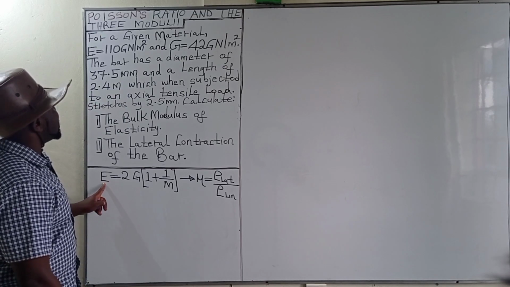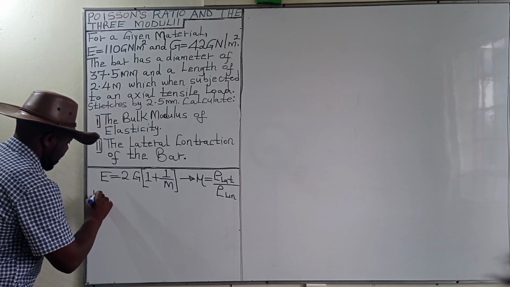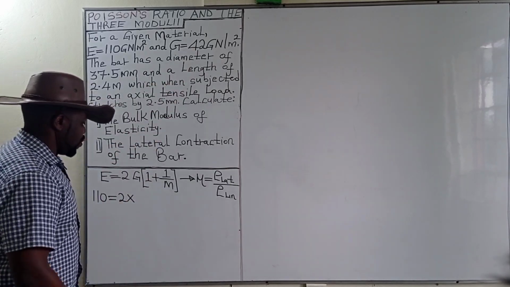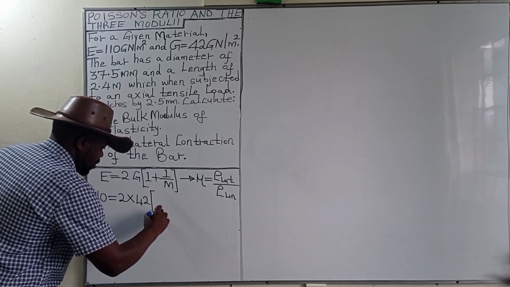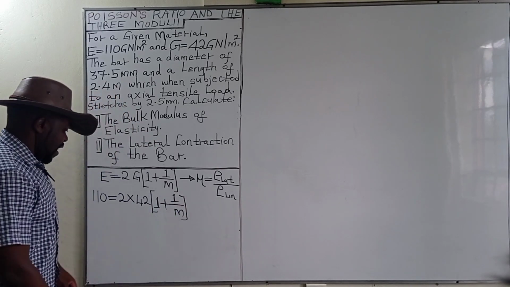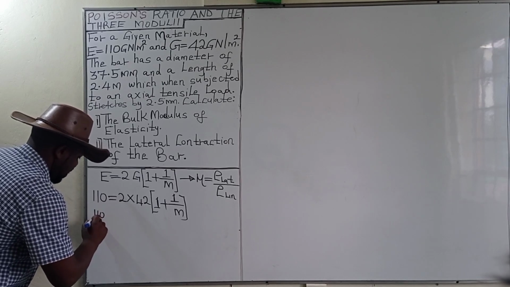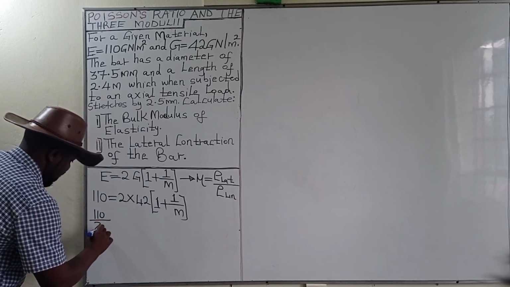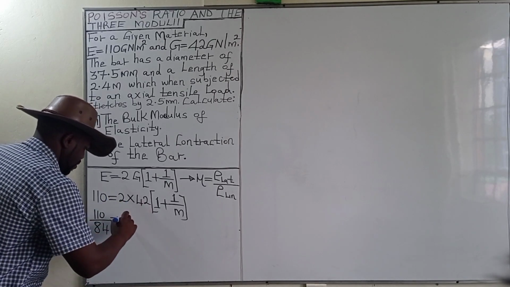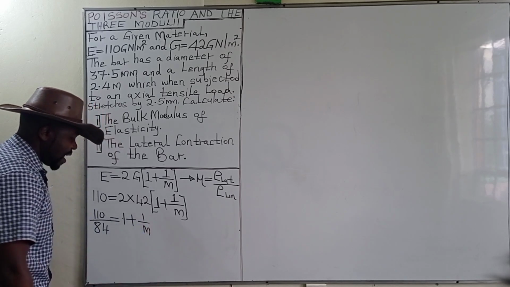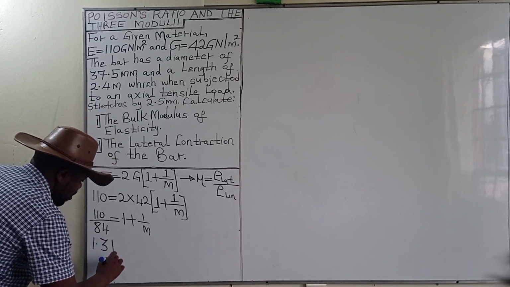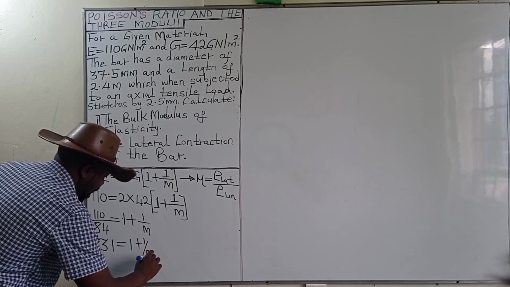We have the Young's modulus of elasticity, which is 110 giganewtons per square meter. So we are going to have 110 is equal to 2 times the modulus of rigidity, 42 giganewtons per square meter, into 1 plus 1 over m. This one will read as 110 divided by 2 times 42, that is 84, is equal to, when you divide 84 by 84, definitely they are going to cancel out, 1 plus 1 divided by m. So 110 divided by 84, that happens to be 1.31. So we are going to have 1.31 is equal to 1 plus 1 over m.